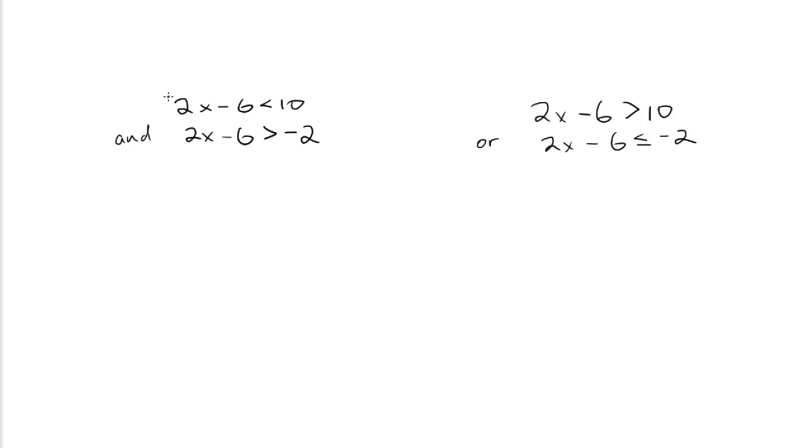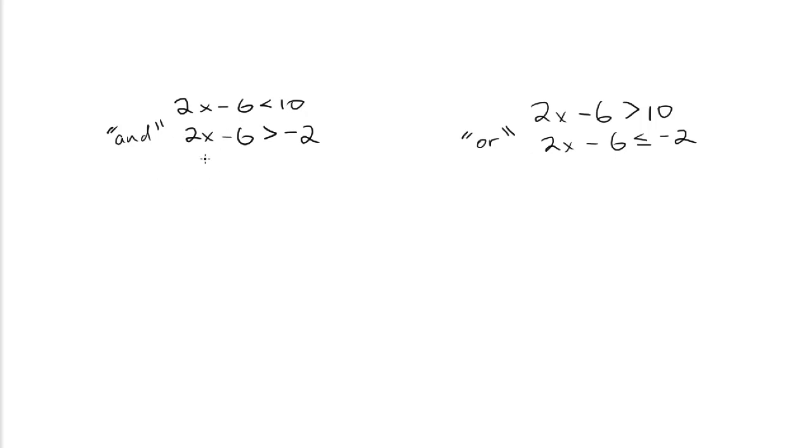the exam. In this case, I've got 2x minus 6 is less than 10, and 2x minus 6 is greater than negative 2. I have two inequalities connected by an and condition, which means both parts have to be true. Alternatively, I've got two inequalities connected by an or condition, which means only one part has to be true for the whole statement to be true. So let's take a look at these. We can always solve our compound inequalities as separate inequalities if we choose to, whether it's an and or an or statement. So let's go ahead and do that in this case.